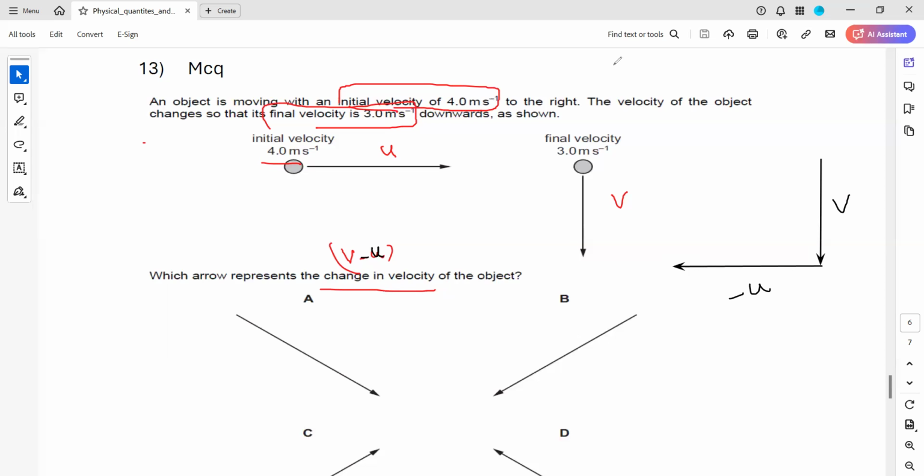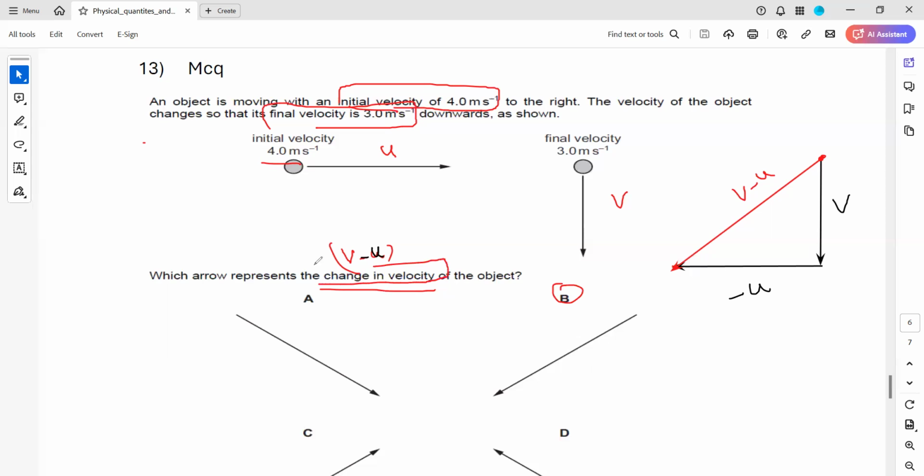So what about the resultant? It's the change in velocity. When we draw a vector from the tail of the first to the head of the last, when we join them, this will be equal to the resultant, which is also V minus U. So what does it match with? It matches with option B. Is it clear now?